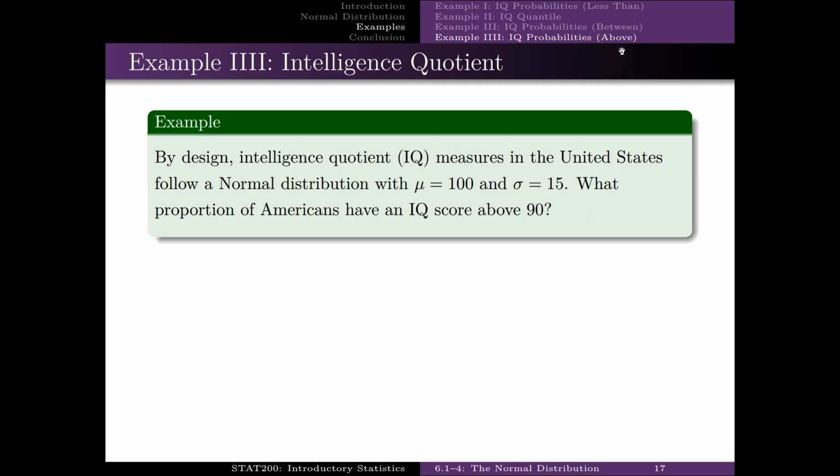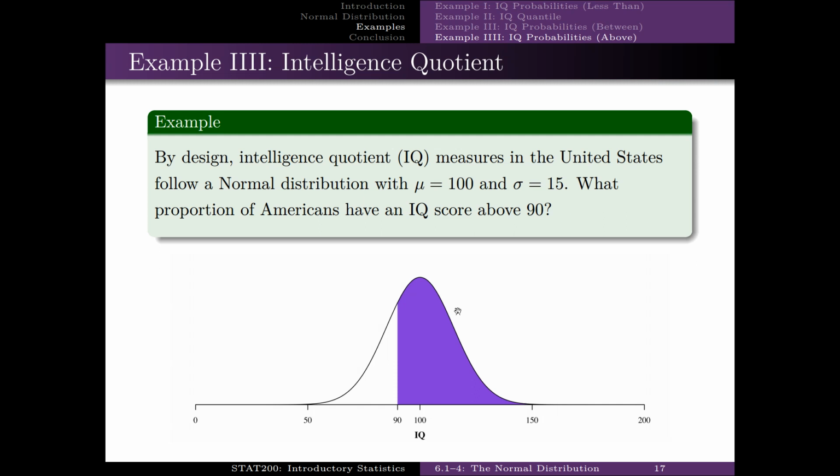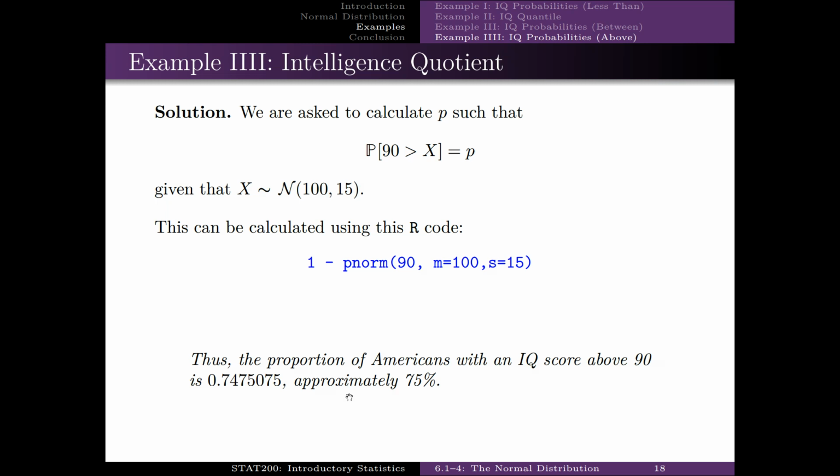And now we'll go for above. We did a less than, a between, now we'll do an above. What proportion of Americans have an IQ above 90? So this purple area. Complements rule, this purple area is just 1 minus the white area. So again, about 3/4 of Americans have an IQ above 90.